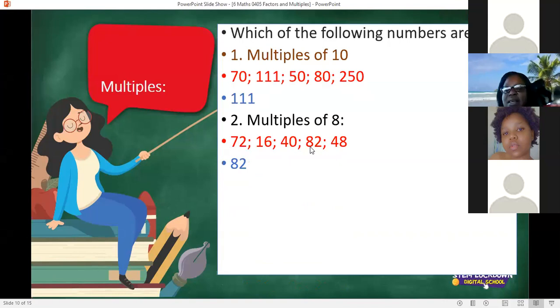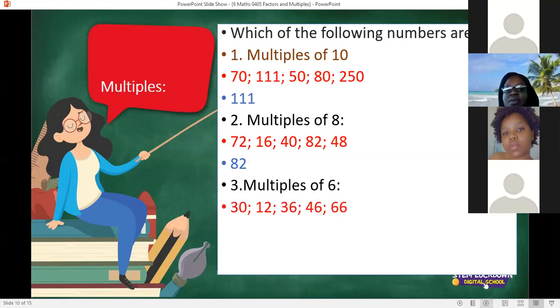If you count in 8, which number are you not going to count in? You're not going to count in 82. There's no 82 in the multiples of 8. Even if you go to the times table, on the multiples of 8, there's no 82. And then number 3, which one is not a multiple of 6?